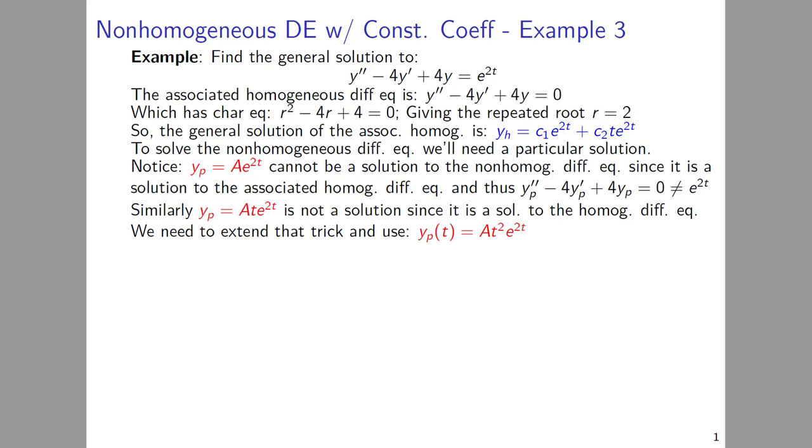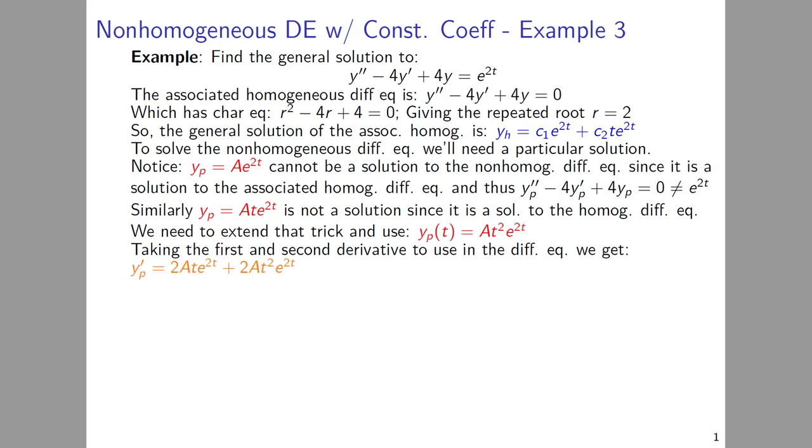So we need to extend this trick and use y_p(t) = a t^2 e^(2t). Taking the first and second derivatives here to use in the differential equation, we get y_p' = 2a t e^(2t) + 2a t^2 e^(2t). And taking the derivative again, we have 2a e^(2t) + 4a t e^(2t) + 4a t e^(2t) + 4a t^2 e^(2t), using the product rule on each term.